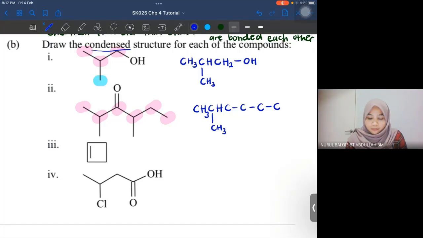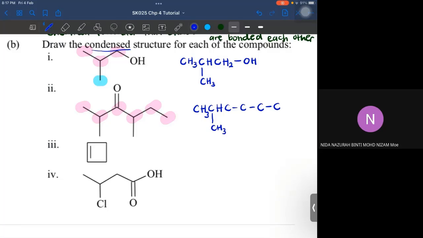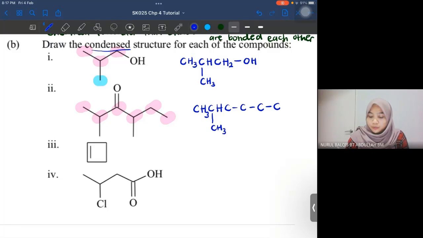Okey, lagi. Carbon yang ketiga. Kita ada apa dekat carbon ketiga? Ada double bond O. Jadi double bond O tak kisah nak atas boleh, nak bawah boleh. Kalau double bond O ni maksudnya dia tunjuk functional group. Functional group or heteroatoms, kita kena show the bonding.